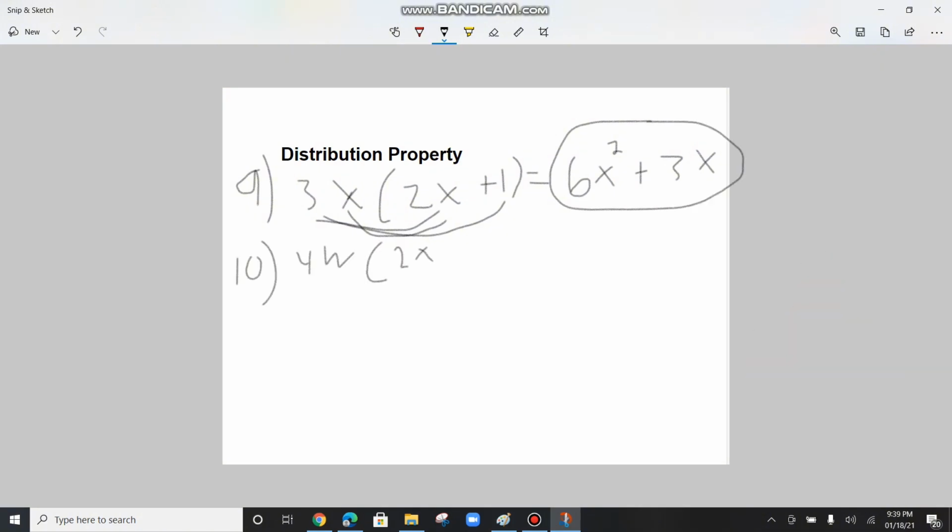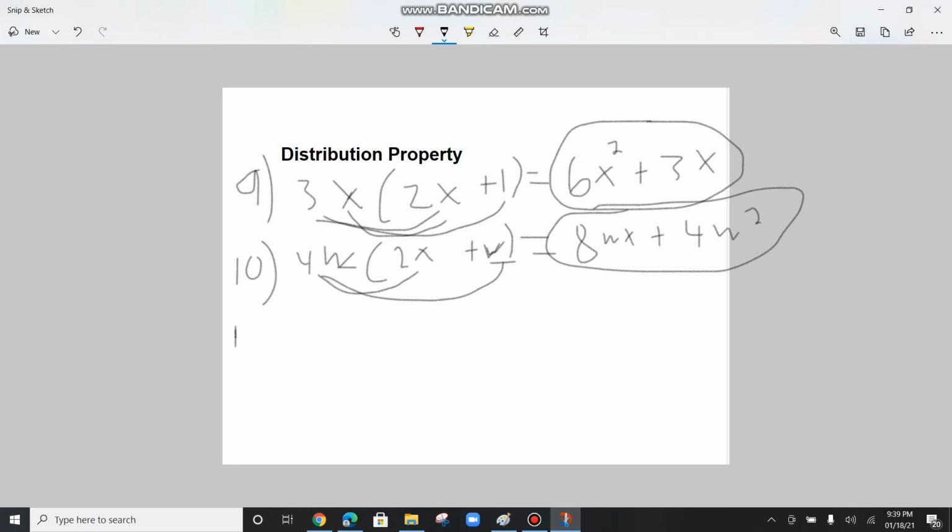Number 10, let's try 4w times 2x plus w. So we've added another letter in here and watch what happens. Nothing hard. 4w times 2x, the numbers can be multiplied together. And that gives you 8. Then wx, there's nothing you can do. This just stays as wx. Now 4w times w is 4w squared because you got the 2 w's and you're multiplying. And then the plus stays in the middle. Not bad.